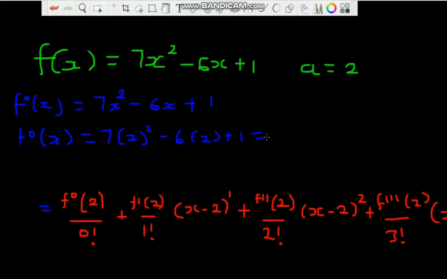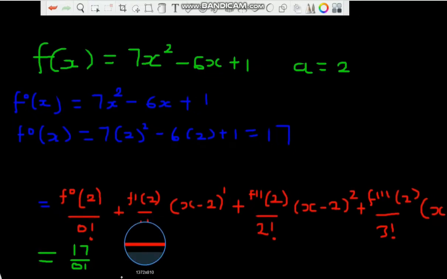Okay, so this will give me 17. So now I can go ahead and put this 17 in the series. So I'll have 17 over 0 factorial. Okay, so this is what I have now.